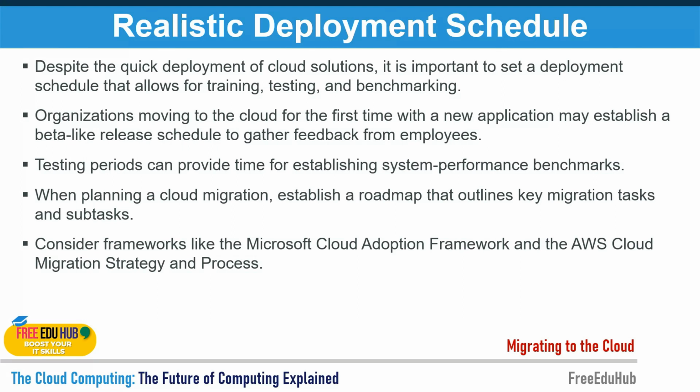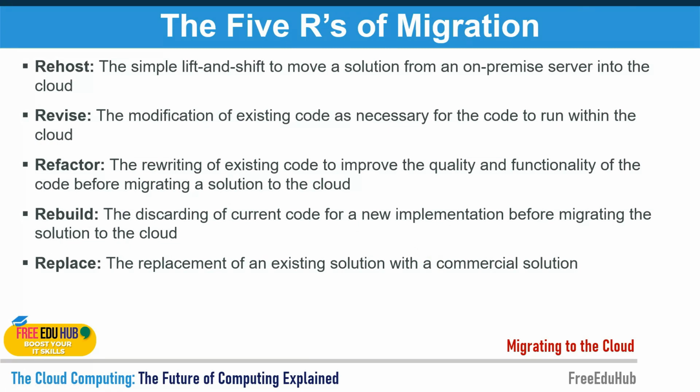Now, testing periods can provide the time for establishing system performance benchmarks. And when planning a cloud migration, establish a roadmap outlining the key migration tasks and subtasks. So as I told you, you'll define the most important tasks and then shift them one by one to the cloud. Now consider frameworks like the Microsoft Cloud Adoption Framework or the Amazon Web Services Cloud Migration Strategy and the processes which are required for that.